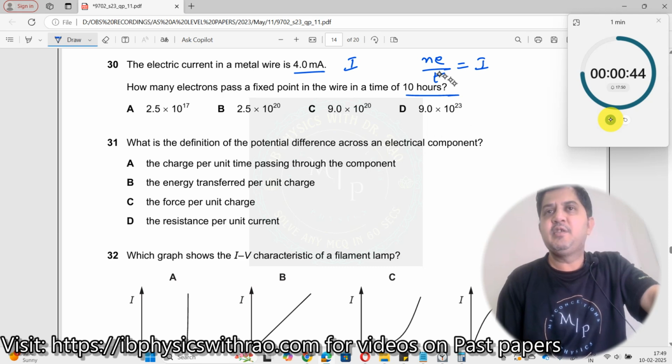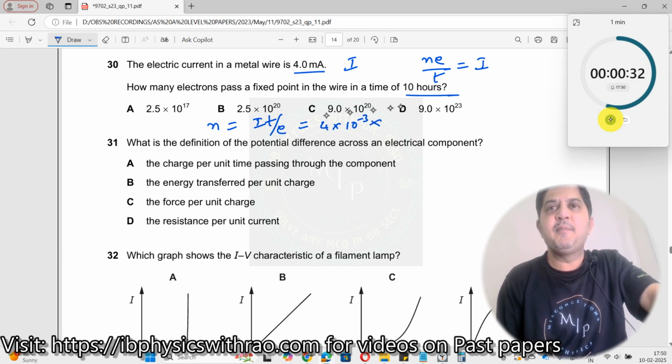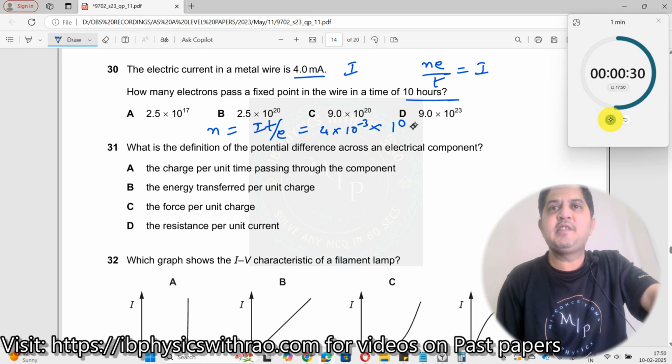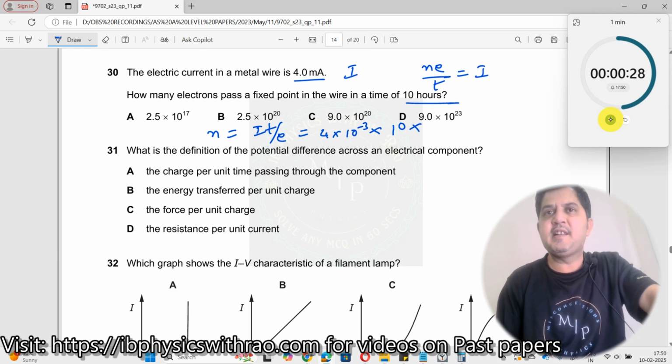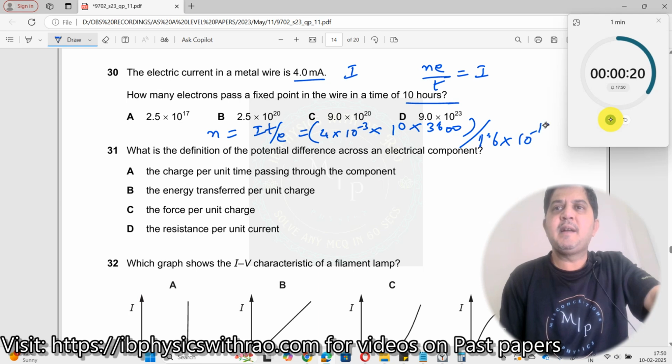Right. So he is asking you how many electrons. It means N you need to find. So it's so easy. N should be equal to IT divided by E. So what is this? I is 4 milliamps, 4 into 10 power minus 3, multiplied by time. What is time? Time is 10 hours multiplied by per hour, how many seconds? 3600 seconds, divided by 1.6 into 10 power minus 19.